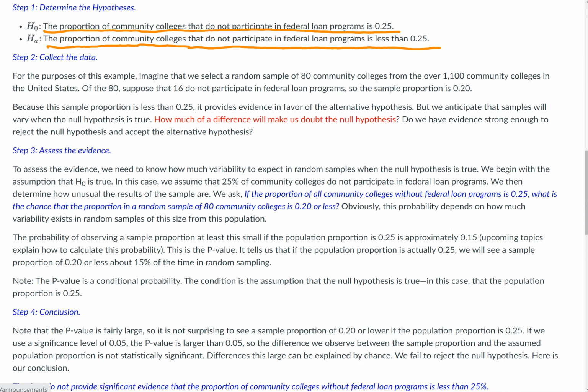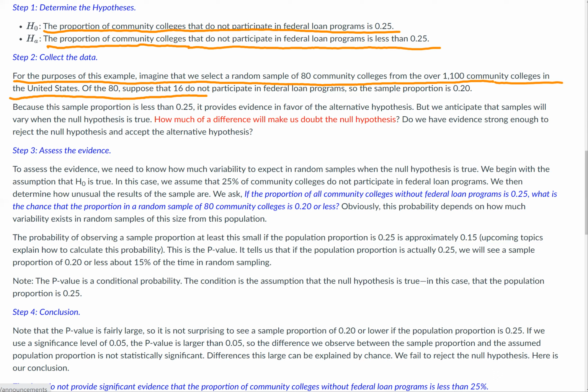Now we'll collect data to test the null hypothesis. We're assuming, like we said, innocent until proven guilty. We'll assume the null hypothesis is true unless our research and our data say otherwise, and it maybe supports the alternative hypothesis, maybe not. For the purposes of this example, imagine that we select a random sample of 80 community colleges from the over 1,100 community colleges in the United States.